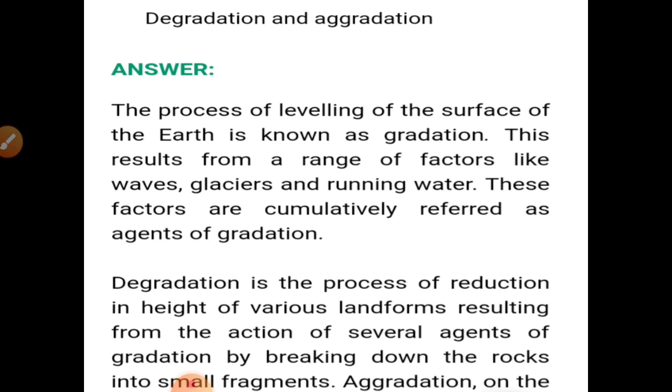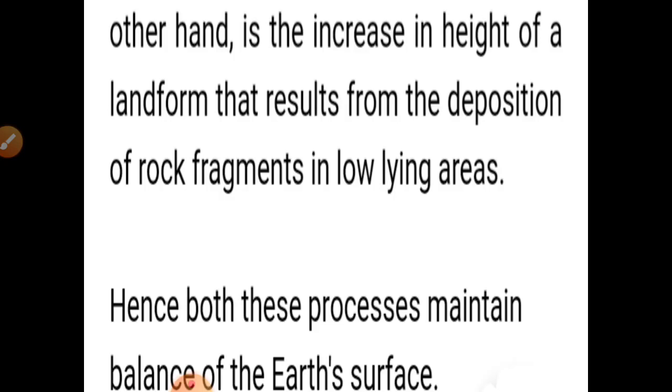cumulatively referred to as agents of gradation, while degradation is the process of reduction in height of various landforms resulting from the action of several agents of gradation by breaking down the rocks into small fragments. Aggradation, on the other hand, is the increase in height of landforms that results from the deposition of rock fragments in low lying areas. So hence both these processes maintain balance of earth's surface.